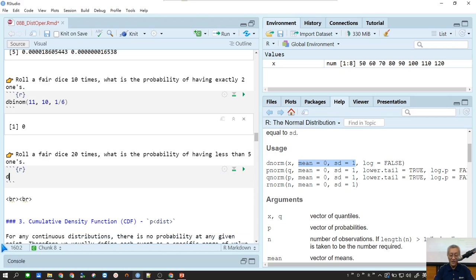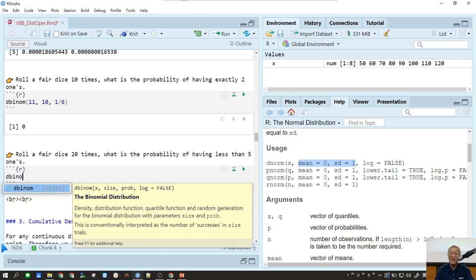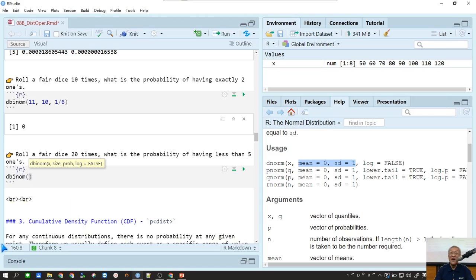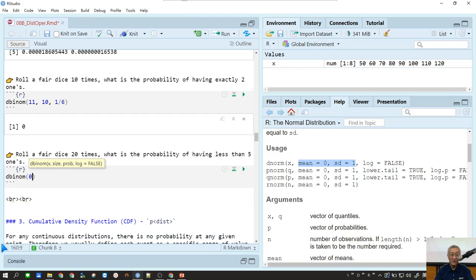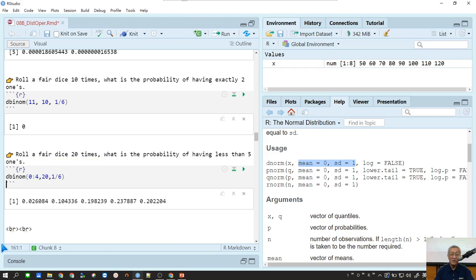First of all, we need the binomial for sure, right? You want to know it's 0 to 4, and then add all the answers, right? And then I repeat 20 times, and the success rate is 1/6, right? So is this the answer? Yeah, you need to add all of them, right?